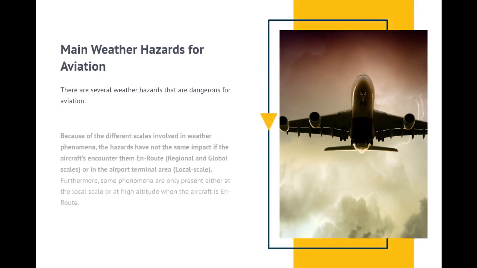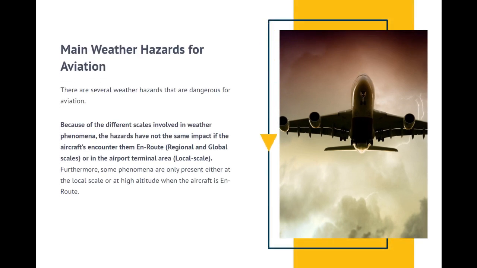Main weather hazards for aviation. There are several weather hazards that are dangerous for aviation. Because of the different scales involved in weather phenomena, the hazards do not have the same impact if the aircraft encounter them en route, at regional and global scales, or in the airport terminal area, at local scale. Furthermore, some phenomena are only present either at the local scale or at high altitude when the aircraft is en route.